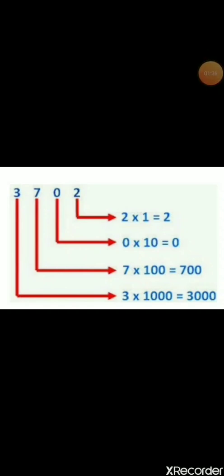Here is one more example for you. 2 is at ones place. Place value of 2 is 2. 0 is at tens place. The place value of 0 is 0 tens. This equals 0. 7 is at hundreds place. Place value of 7 is 700. 3 is at thousands place. Place value of 3 is 3000. So we will read it as 3702.